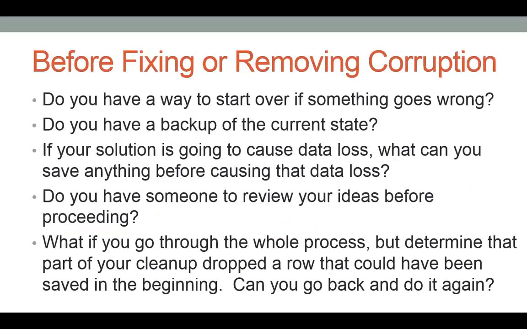And then think about this question. What if you go through the whole process but determine that part of your cleanup dropped a row that could have been saved in the beginning? How are you going to go back and get that again? It might be that the backups that we talked about earlier would save that, or it might be that you just need to go through the process twice and go back and get it. But having that way to repeat it will allow you to get as much of the data back as possible if you make a mistake somewhere along the way.